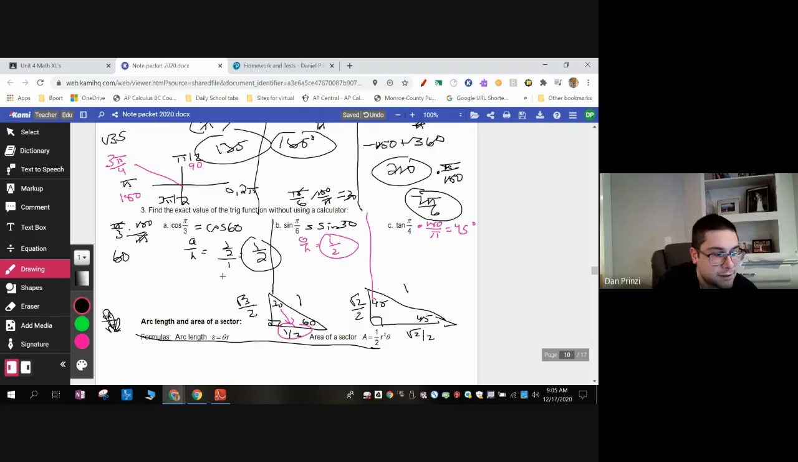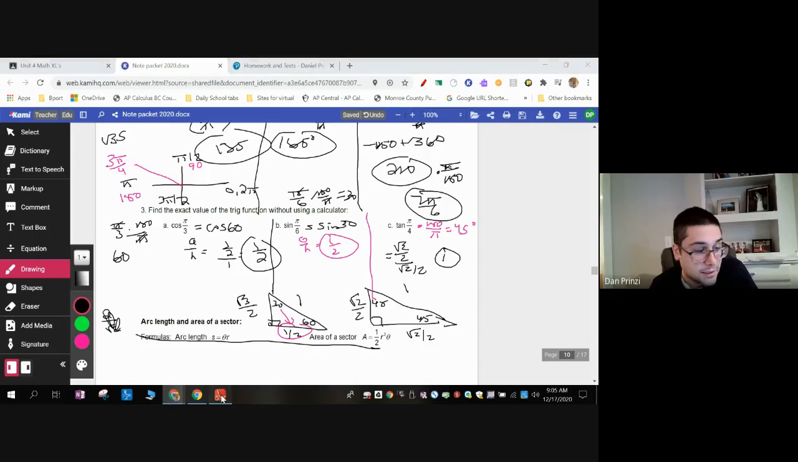Tangent of 45 is opposite over adjacent. So you get radical 2 over 2 over radical 2 over 2, which ends up just equaling 1. Now, obviously, if you're on the graphing calculator, you can type these in easily. You have to make sure you are being careful of what mode your calculator is set to. Everyone here is good with understanding mode, right?